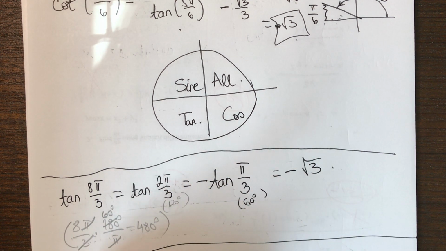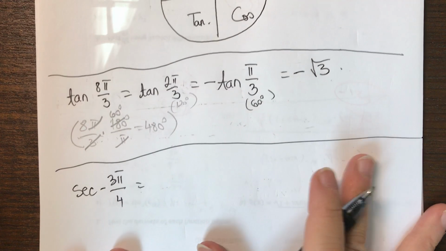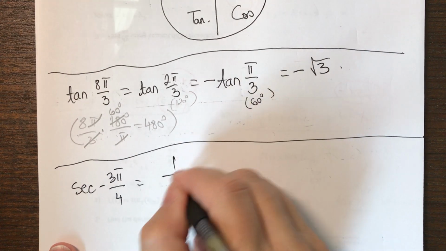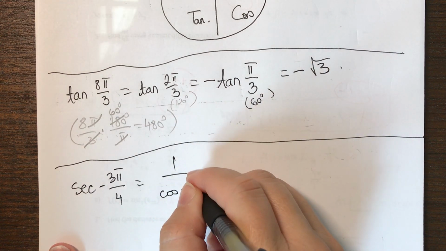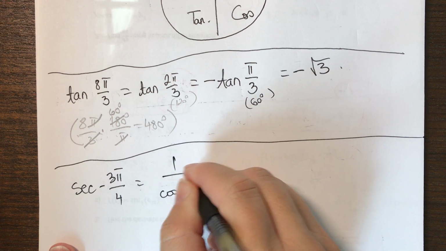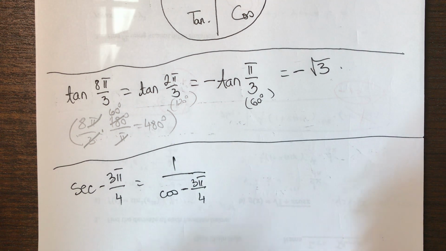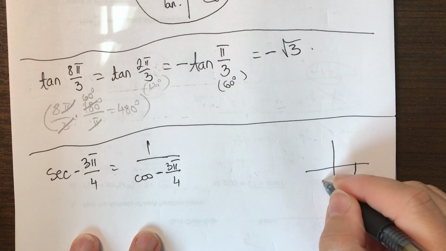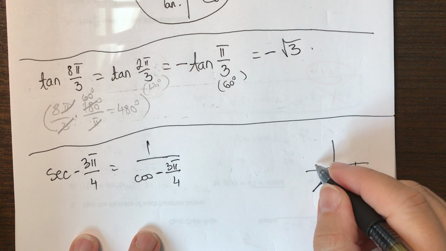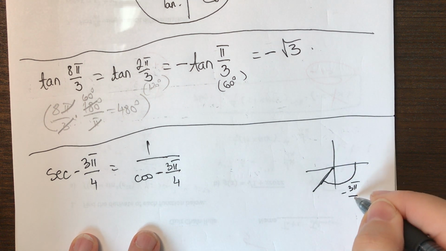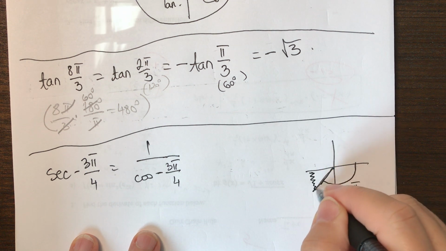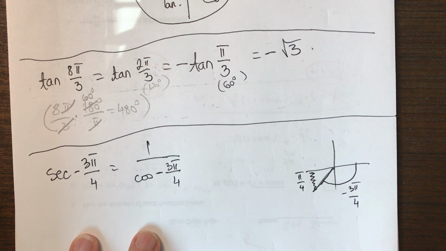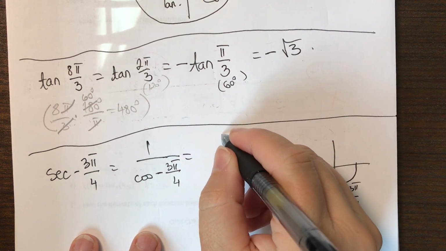What about secant of negative, let's pick a negative angle, 3 pi over 4. So secant, first of all, I'm going to get that value out of a cosine. It's the reciprocal of cosine. Good. Where is negative 3 pi over 4? So I have to go in a negative direction. 3 pi over 4 is 3/4 of the way to pi. And the reference angle for 3 pi over 4 is just 1 pi over 4, right? That's the reference angle. So let's see about that.